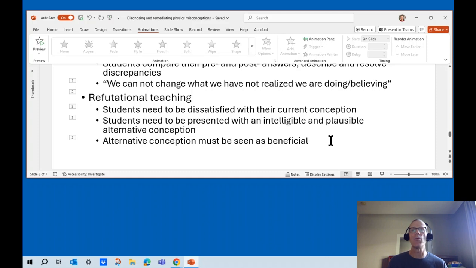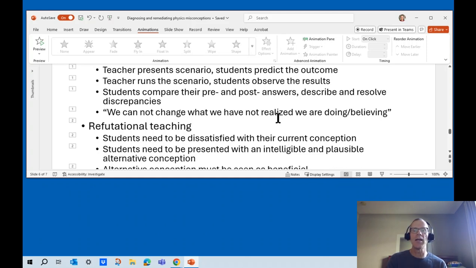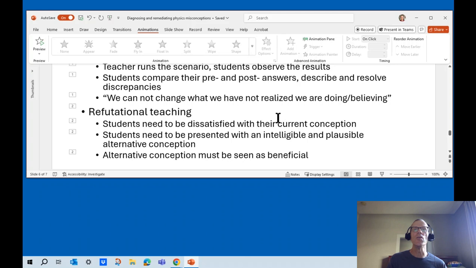And then you need to be presented with a plausible alternative. So just saying that's wrong is not going to be helpful. So presenting a plausible alternative. And for the predict, observe, explain, when students are comparing their pre and post answers, presumably not every student in the class has the same conception. So you're hearing other students give plausible and intelligible explanations that you as a student, or the student who has a different view, can then say, oh, okay, I agree with that, or that seems reasonable.